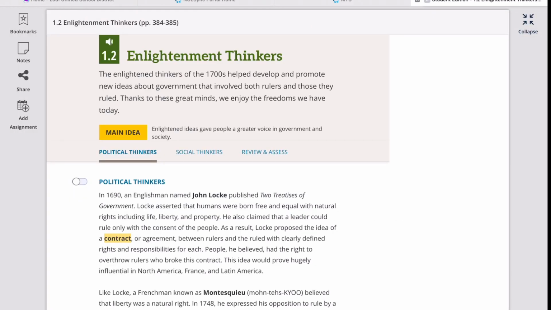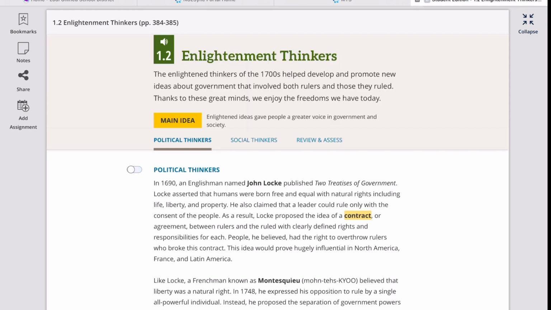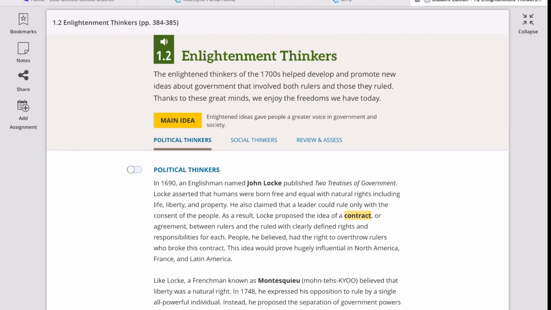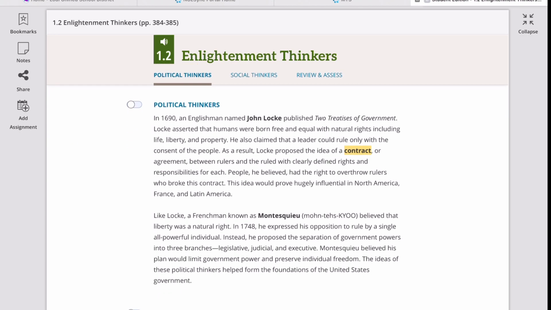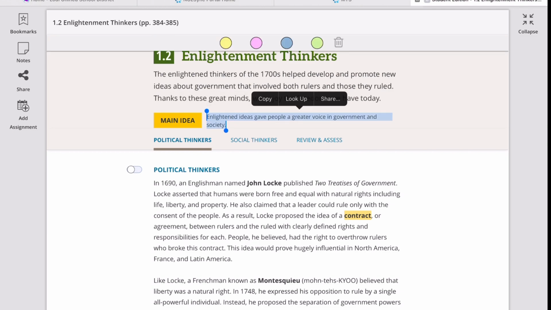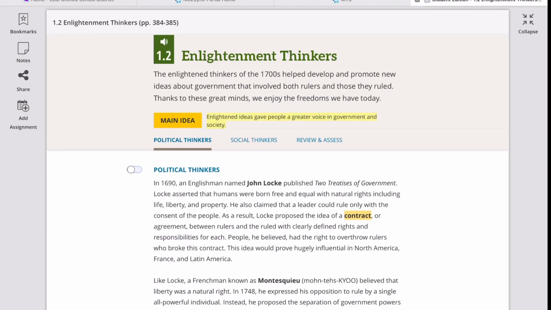So this section is just divided into two. We have what we call political thinkers and social thinkers. The political thinkers are the ones whose primary concern is the government itself. And social thinkers are individuals whose focus is more on human rights, individual rights. The main idea of this lesson is how Enlightenment ideas gave people a greater voice in government and society.